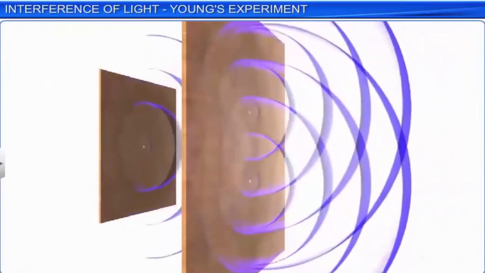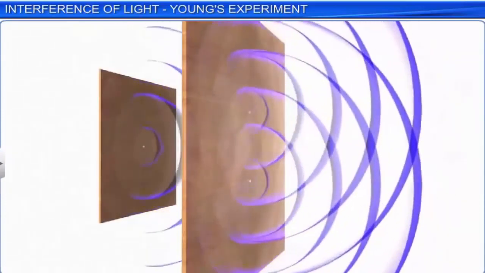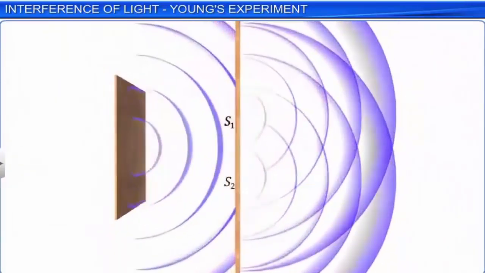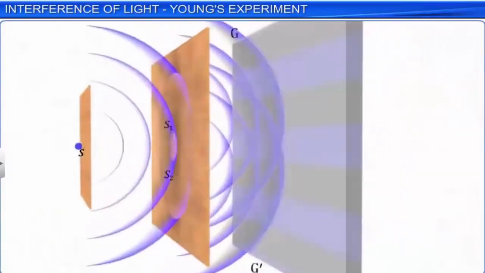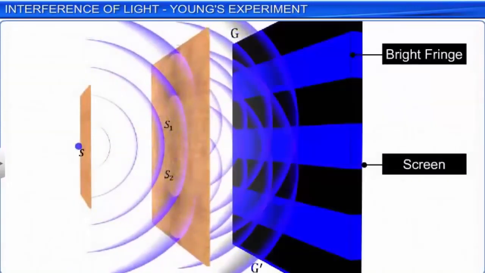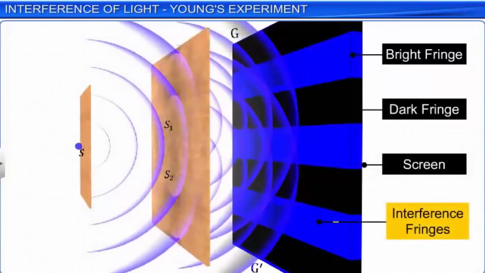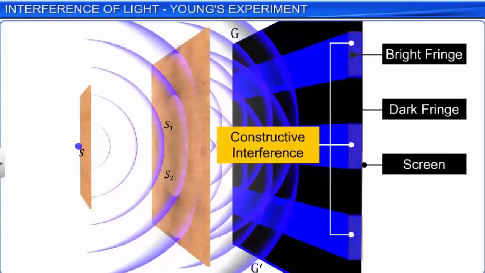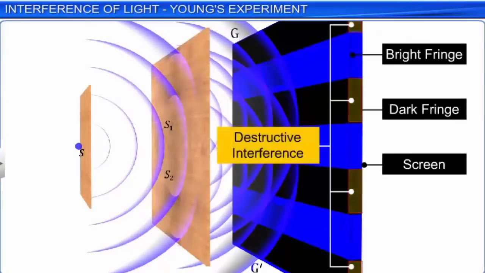In fact, S1 and S2 behave like virtual coherent sources of light. These spherical waves from S1 and S2 can be made to interfere on the screen GG' placed in their path. They form a series of bright and dark bands called interference fringes on the screen. The bright bands correspond to constructive interference of light and dark bands correspond to destructive interference of light. Let's now study the interference pattern in detail.